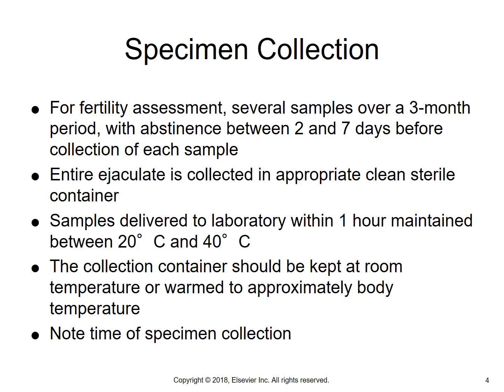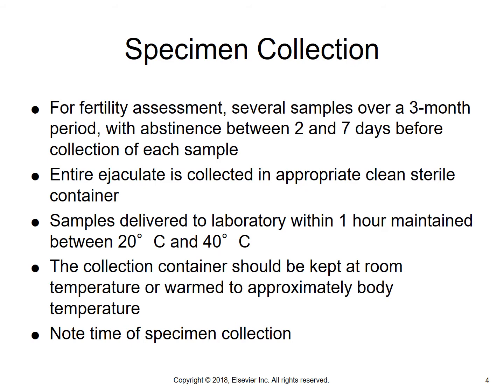Now let's discuss specimen collection. Because the concentration of sperm in normal seminal fluid can vary significantly, 2 or more samples should be analyzed to evaluate fertility for men. Specimen collection should take place within a 3-month period and at least 7 days apart. Sexual abstinence for at least 2 days, but not exceeding 7, should precede the collection.